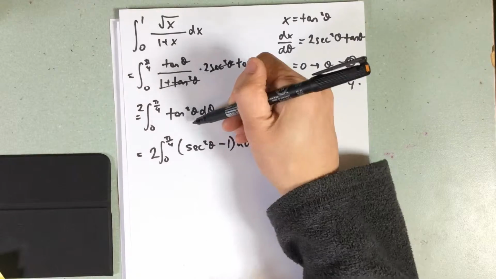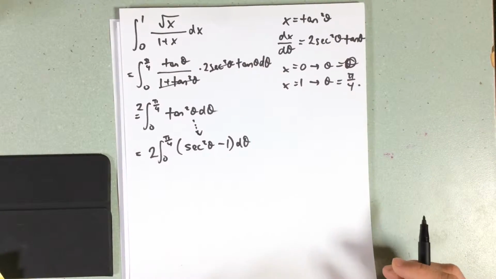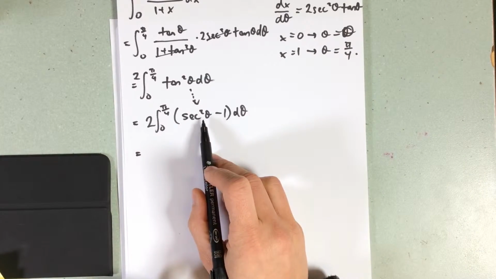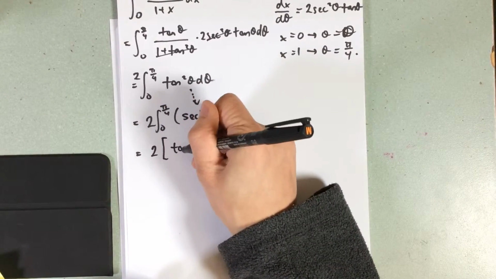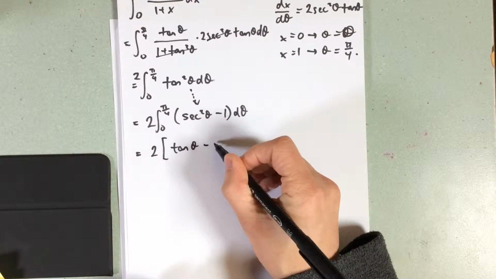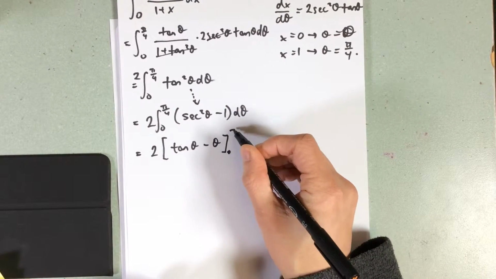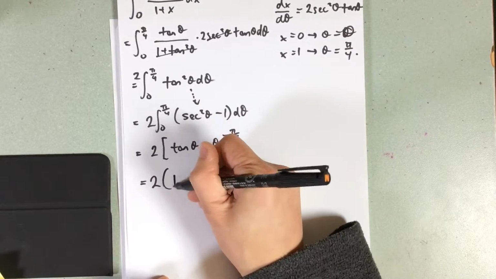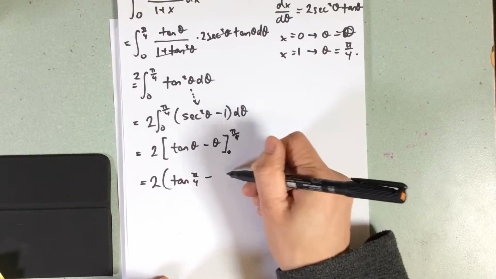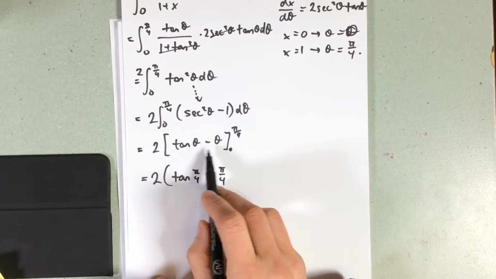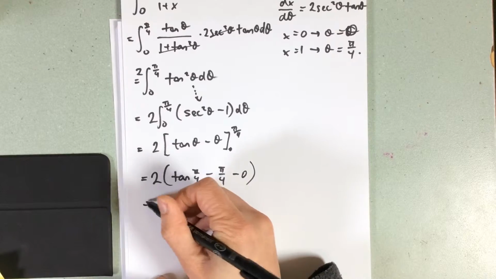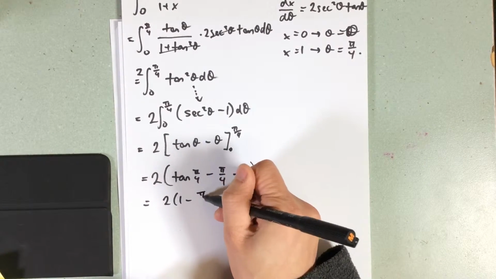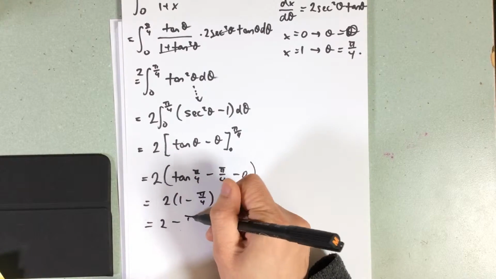That's easy to do, and you can get that identity from the Pythagorean relationship there. So sec squared integrates into tan, and -1 integrates into theta from 0 to pi on 4. Okay, so now I've got that 2 out the front. This is going to be tan pi on 4 minus pi on 4, and when you evaluate both of these at 0, you just get 0. So I've got tan pi on 4, which is just 1, and that's just a pi on 4, so you get 2 minus pi on 2.